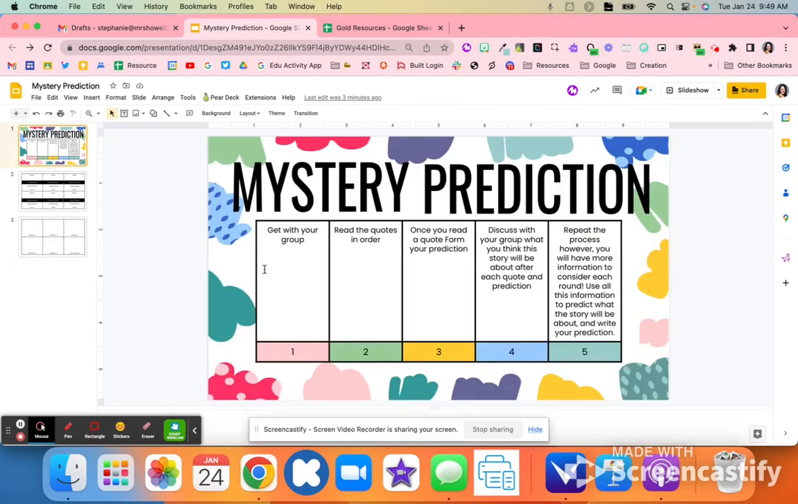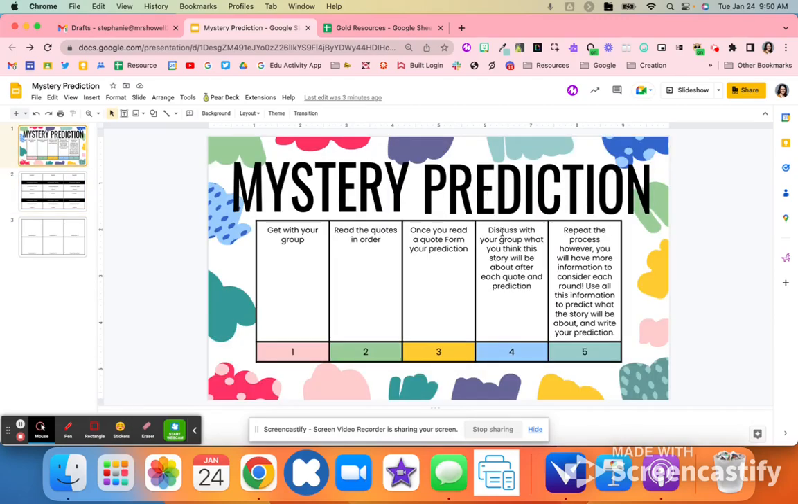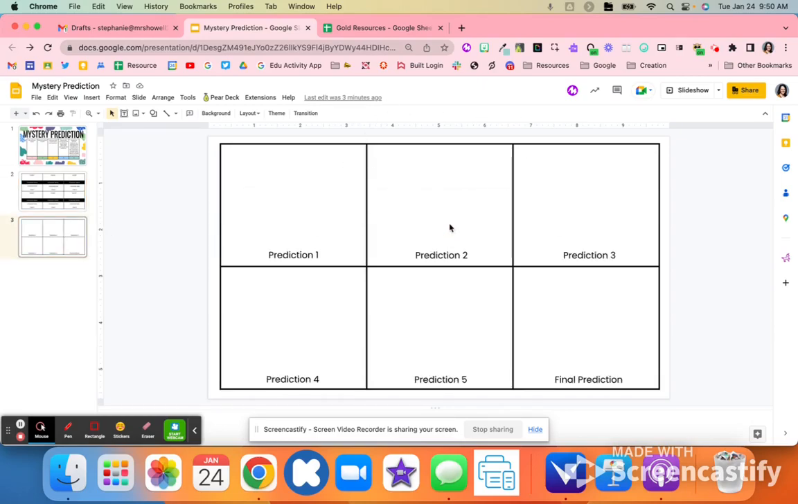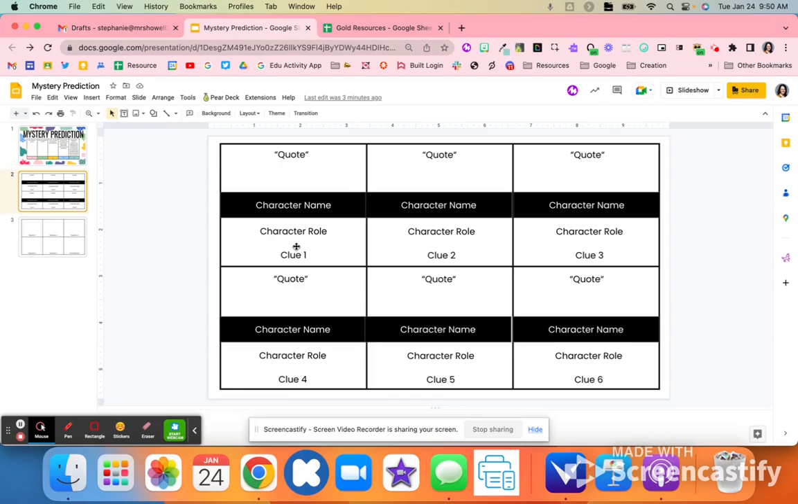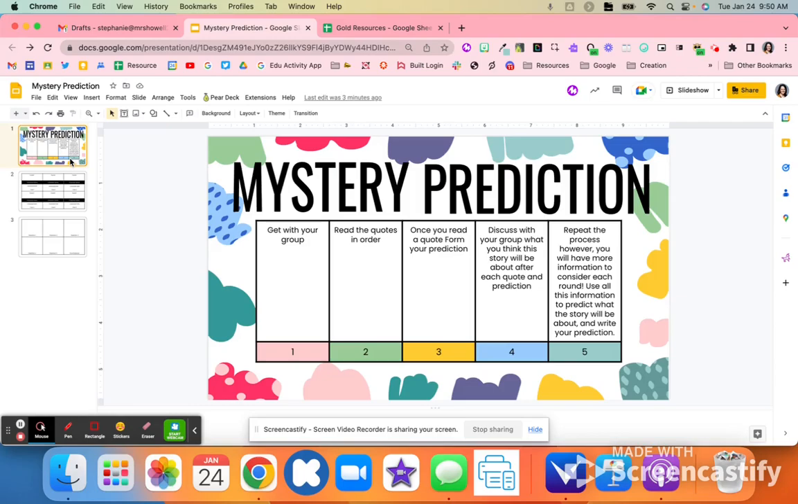And then finally, they're going to repeat the process for the next clue. They are going to read the clue, or whoever has that card is going to read the clue. And then once they read that clue, they are going to have additional information. So now that they have clues 1 and 2, they're going to use both pieces of textual evidence to form their prediction number 2. And they're going to use what they talked about as a group. So again, they are going to keep getting additional information, and they're going to keep making better predictions as they get that additional information.